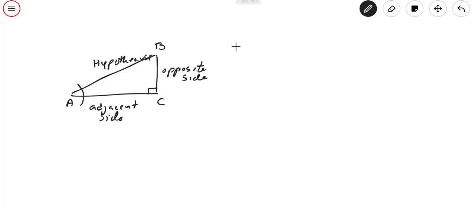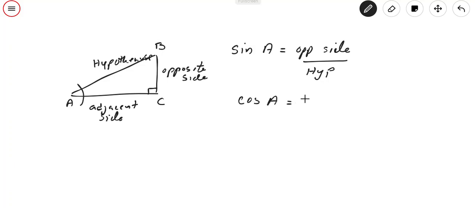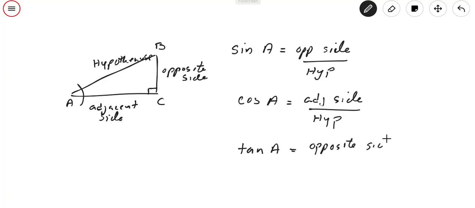So we know that one of the ratios is the sine. So I can say that the sine of the angle A is the opposite side over the hypotenuse. The cosine of the angle A is the adjacent side over the hypotenuse. And the tangent of the angle A is the opposite side over the adjacent side.